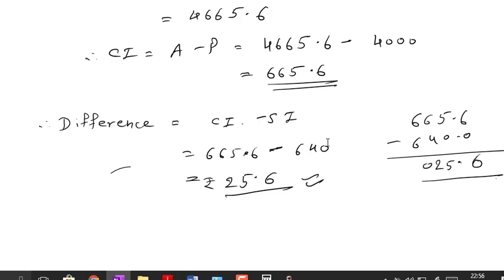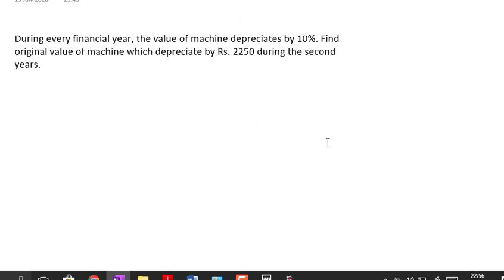Yes? Okay. Now the second question is: during every financial year, the value of a machine depreciates by 10%. Find the original value of the machine which depreciates by rupees 2250 during the second year.